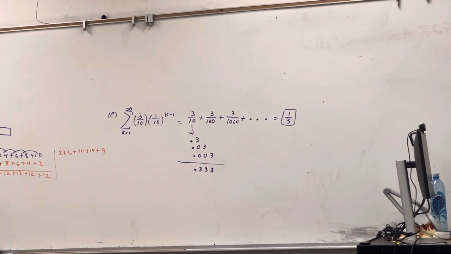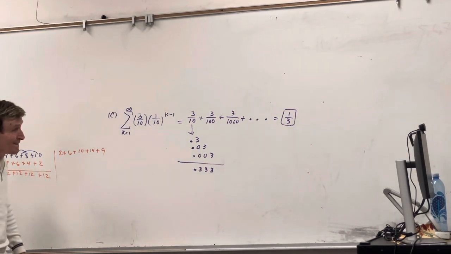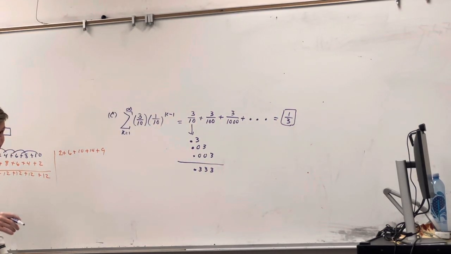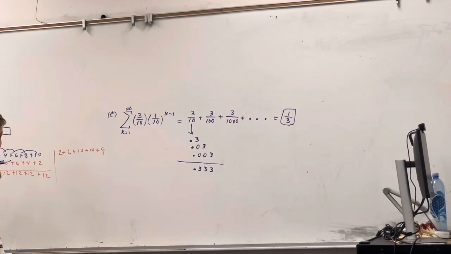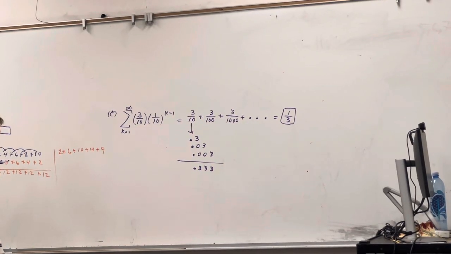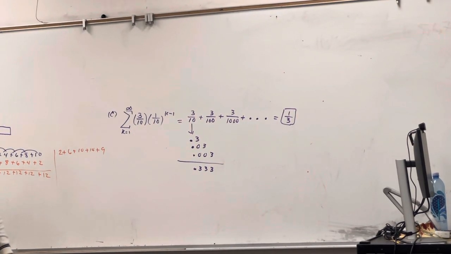Who would like to read for me before I leave that? What did I say about this? Yes, read for me, please. If the absolute value of r is less than 1, then the summation of k equals 1 to infinity ar to the power of k minus 1 equals a over 1 minus r.